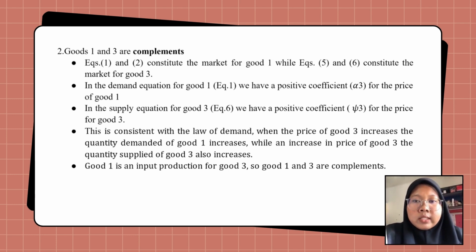This is consistent with the law of demand. When the price of good 3 increases, the quantity demanded of good 1 increases, while with an increase in the price of good 3, the quantity supplied for good 3 also increases. So we can conclude that good 1 is an input production for good 3. So good 1 and good 3 are complement.